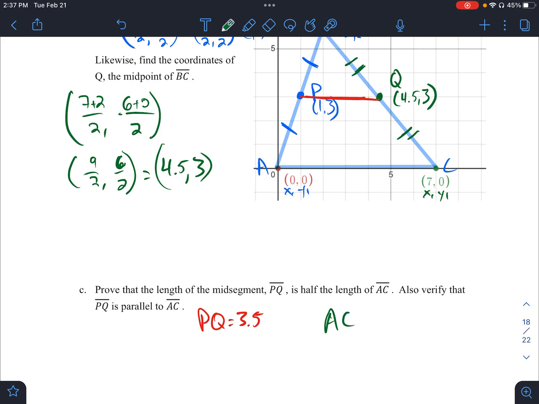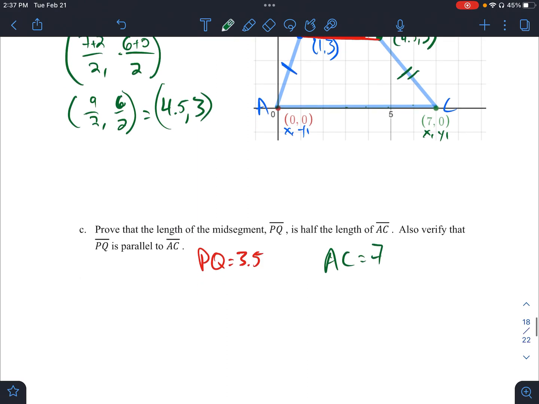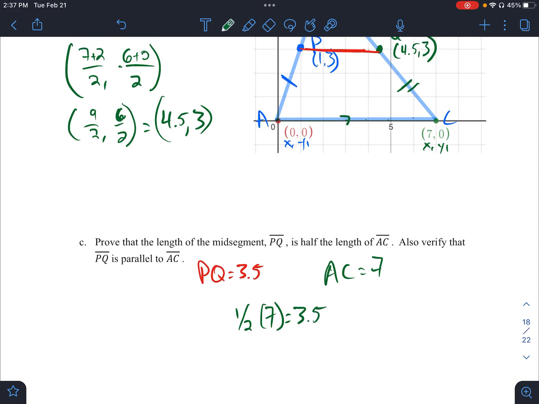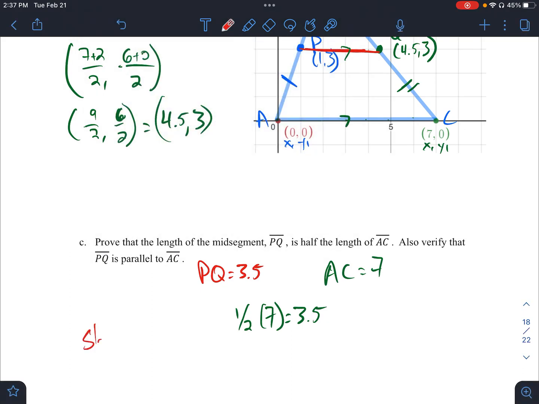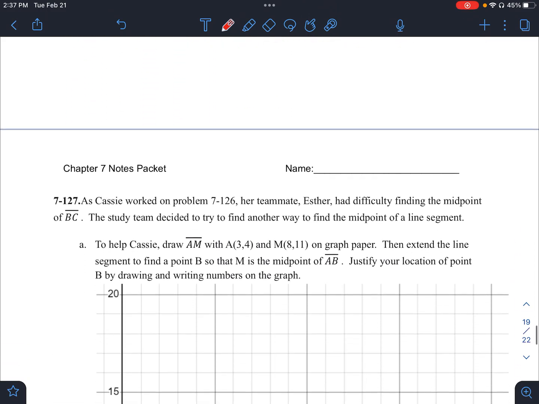AC, we can count 1, 2, 3, 4, 5, 6, 7 is 7. Half of 7 is 3.5. We also know they're parallel. They are both horizontal. And if we calculated the slopes, they are equal at 0. So, kind of a nice little warm-up, looks at some midpoints and kind of what that means.